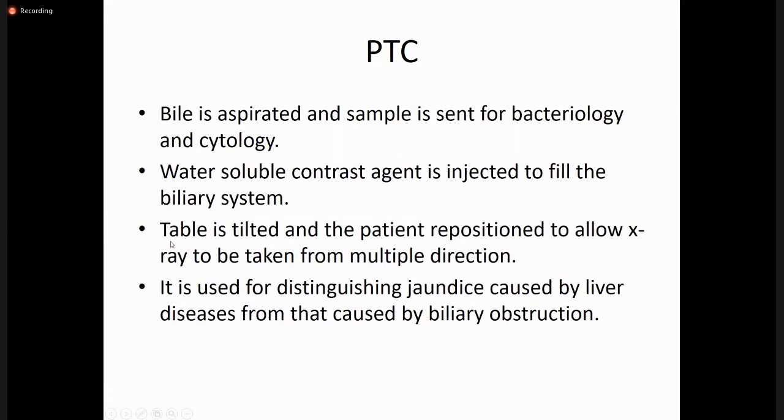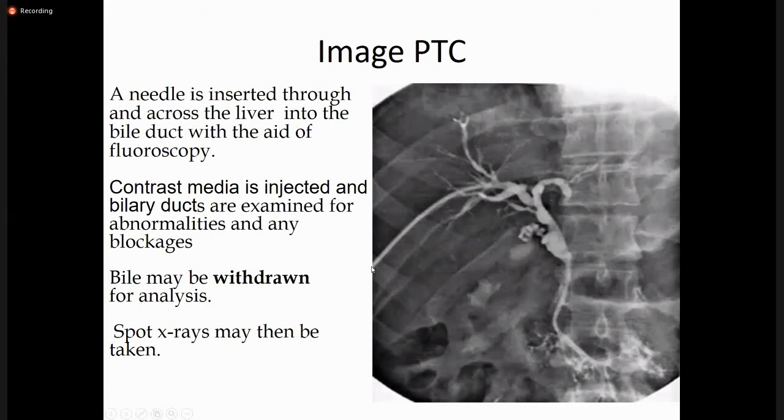And this is the picture that you will see. Basically you are cannulating the biliary channel, and from there you will first aspirate to see that you are in the biliary channel, and then you can take that sample for culture, and then you can inject water-soluble dye and illuminate this whole biliary system. So this is the PTC basically. Spot X-rays may be taken at the same time.